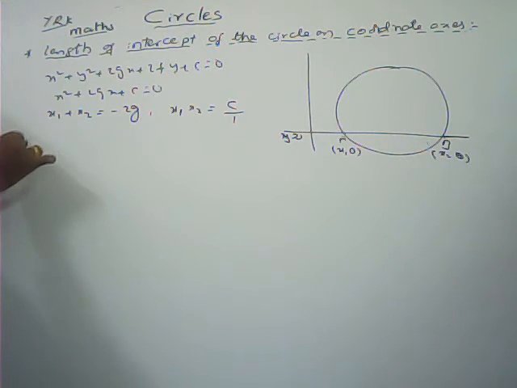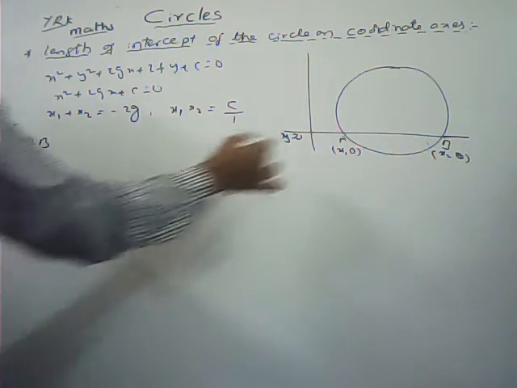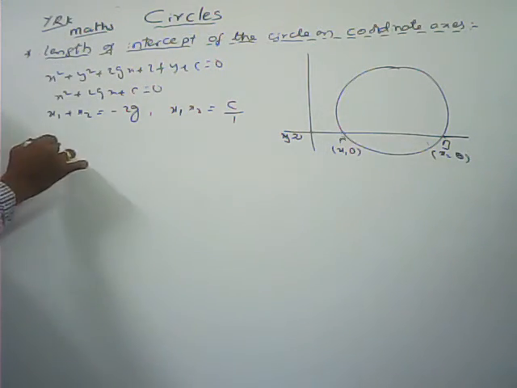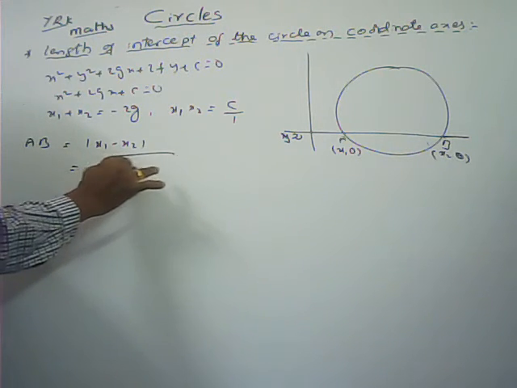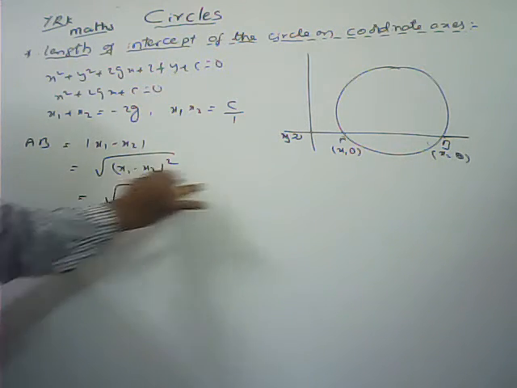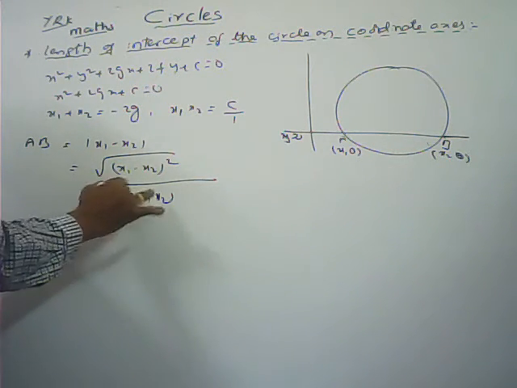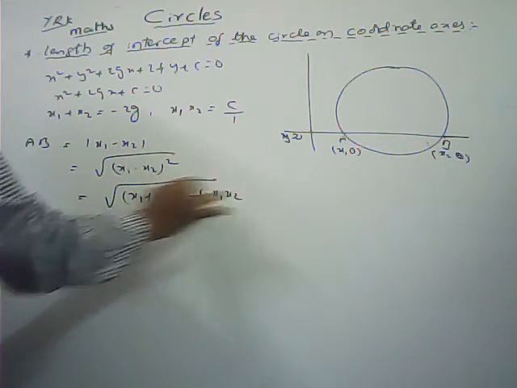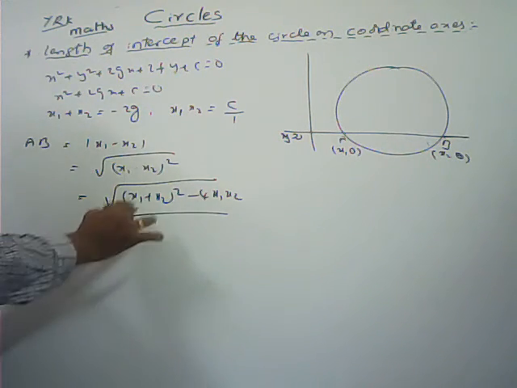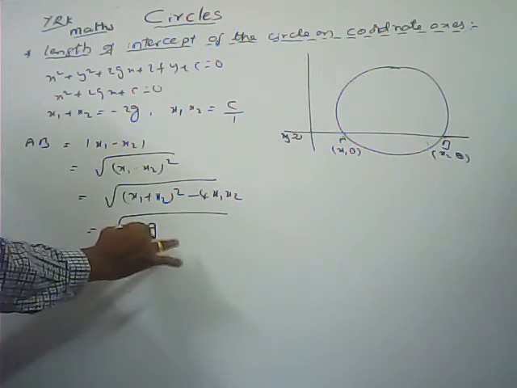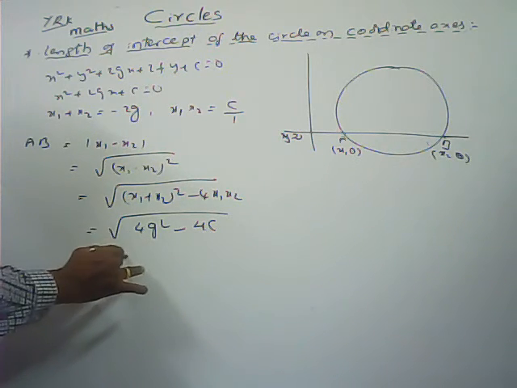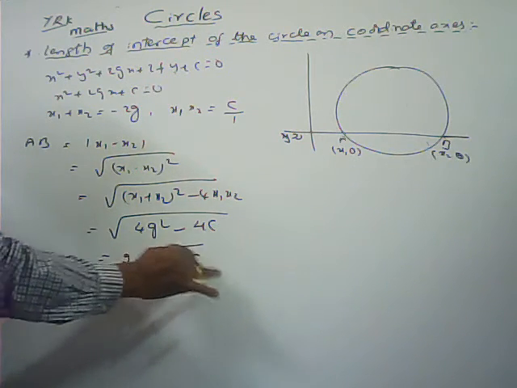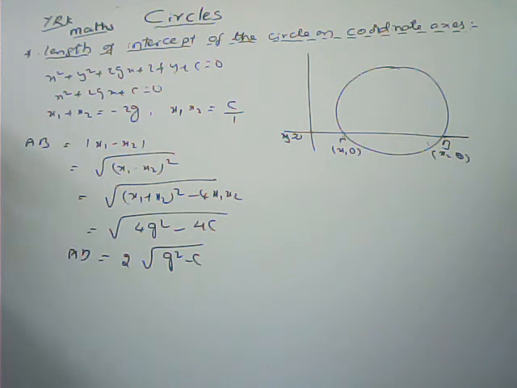Here we want the length of the intercept of the circle on the x-axis, that is AB only. AB is equal to modulus of x1 minus x2, that is equal to root of x1 minus x2 whole square. We can write a minus b whole square as a plus b whole square minus 4ab, that is equal to x1 plus x2, that is minus 2g, whole square, that is 4g square, minus 4c, x1 into x2. If I take 4 common, I get 2 root of g square minus c. This is the length of the x-intercept.